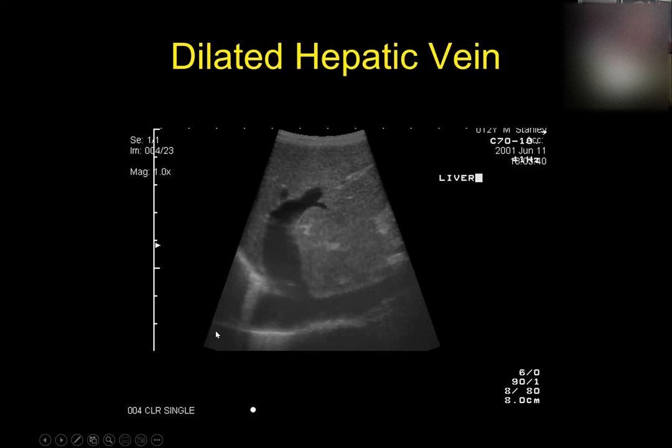Because usually there's something going wrong with the right side of the heart, because all of the plumbing is coming from the right side of the heart, and the caudal vena cava going into that is dilated because the blood can't exit the liver. It gets backed up here because there's something wrong on the right side of the heart.